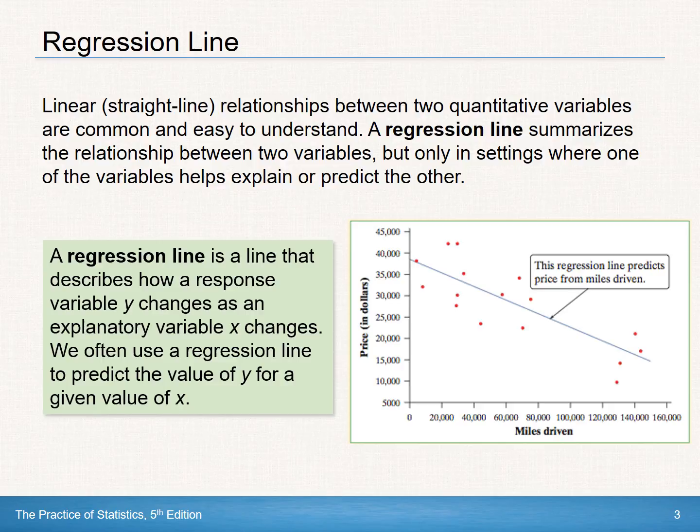A regression line summarizes the relationship between two variables, but only in settings where one of the variables helps explain or predict the other. So a regression line describes how a response variable y changes as an explanatory variable x changes. We often use a regression line to predict the value of y for a given value of x. This example here shows a regression line that predicts the price based on miles driven.